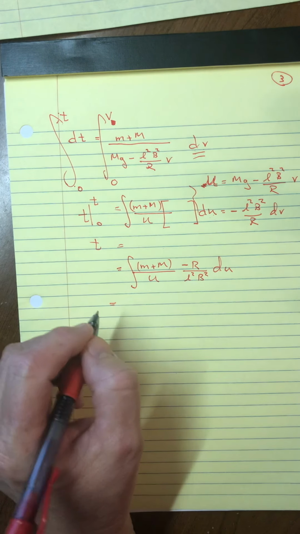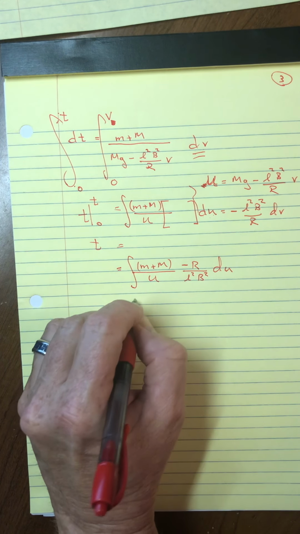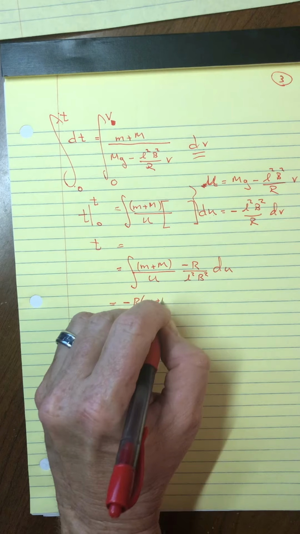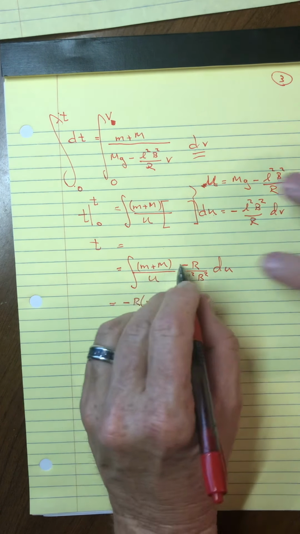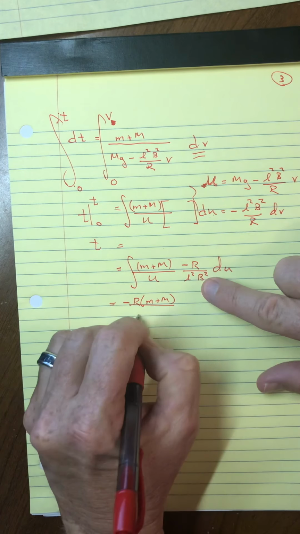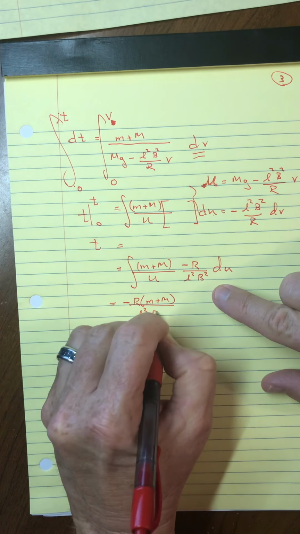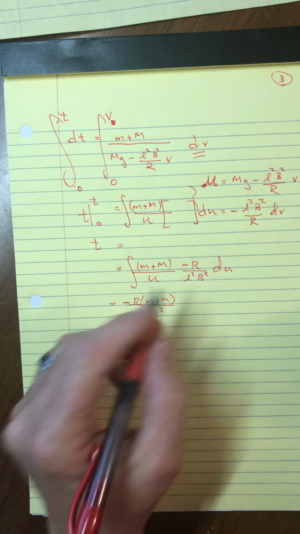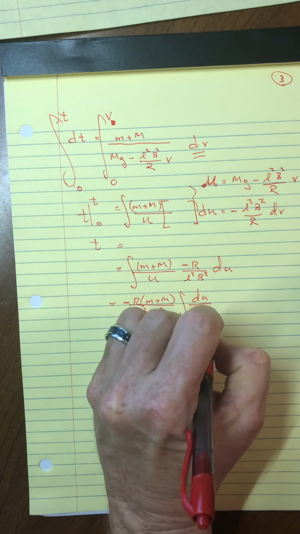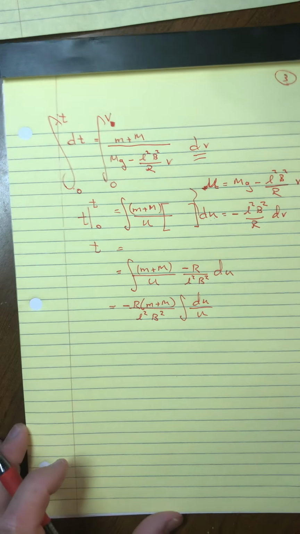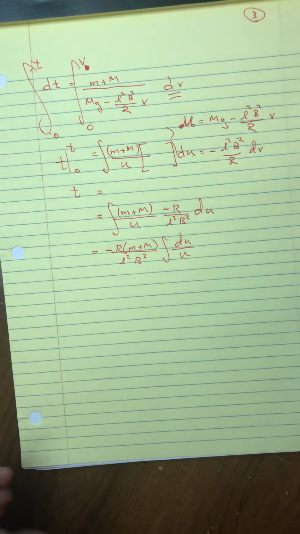And so this is why I'm saying this is a perfect u sub, because the negative in the r and the little m plus big M are constants I can pull out. The L squared and the B squared are also constants that I can pull out. And then I just have the du over u. And that's an easy integral that you're familiar with.